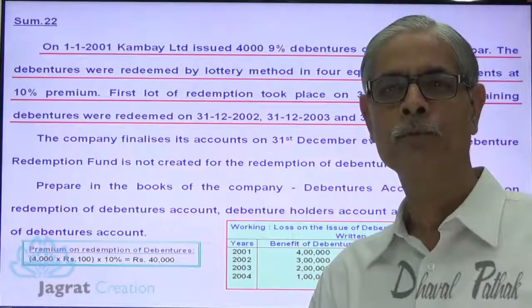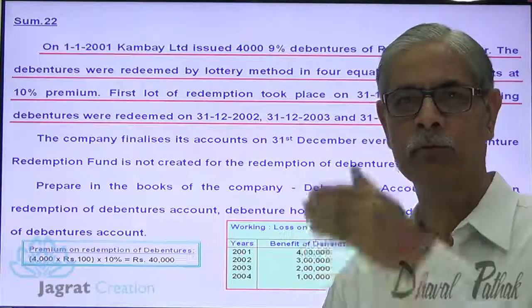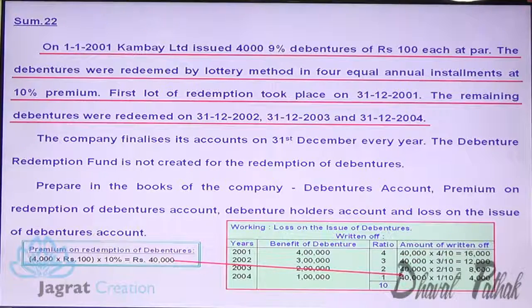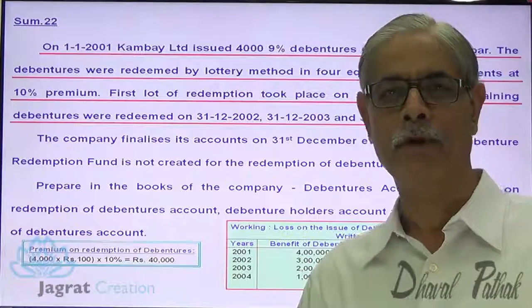So let me find out the amount of loss on issue of debenture written off over a period of 4 years. So 40,000 into 4/10, 16,000 written off in the first year, 40,000 into 3/10, 12,000 written off in the second year, 40,000 into 2/10, 8,000 written off in the third year, 40,000 into 1/10, 4,000 written off in the last year. This is how loss on issue of debenture gets written off over a period of time.